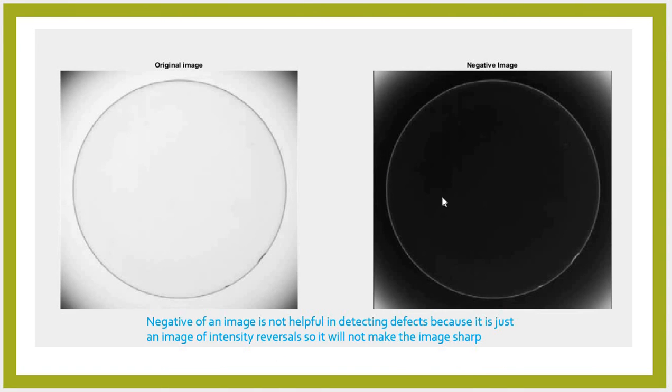And also if we calculate the negative of an image, then we can see that this does not give much information about this defect, because the negative of an image just flips whites to blacks and blacks to whites, but these slowly varying features are not removed. So the negative of an image is not helpful in detecting defects because it is just an image of intensity reversals, so it will not make the image sharp.